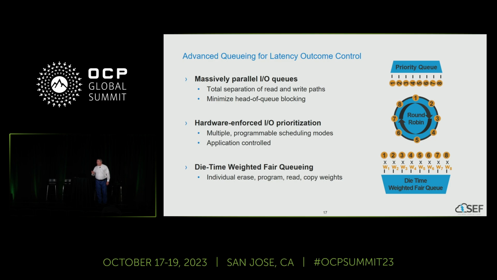The most powerful capability, so these are 3 different queuing methodologies built in: priority queue, a simple round-robin queue, die-time weighted fair queuing. This one's the most powerful because you can now go in and not only set those read and write percentage policies as to how much emphasis or priority to put on reads versus writes, but you can also go in and, with that die-time weighted fair queuing, specify individual commands to be prioritized above others.